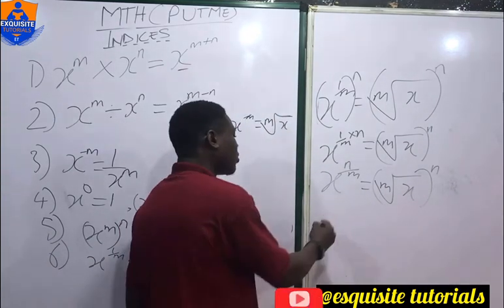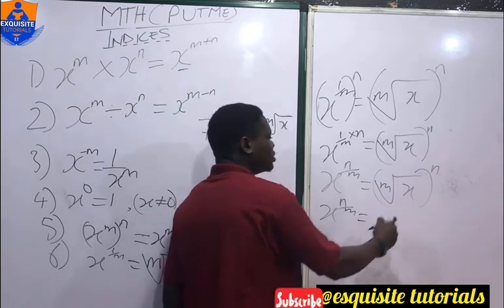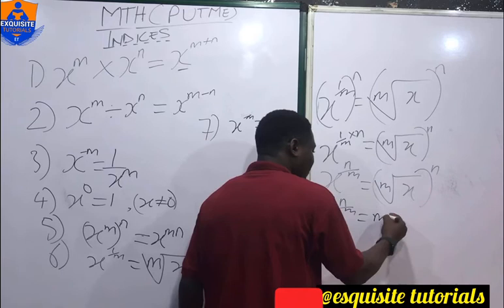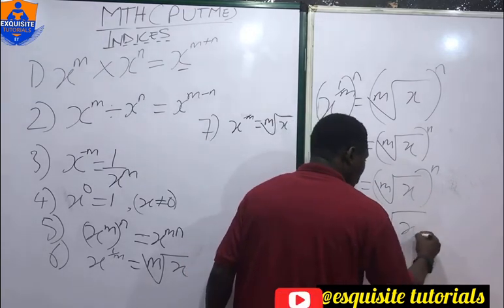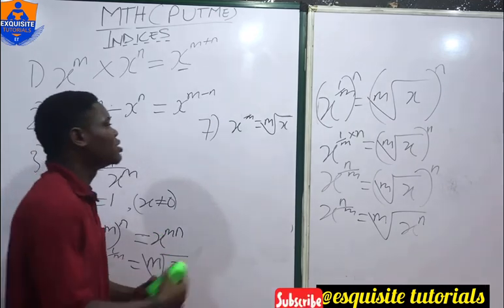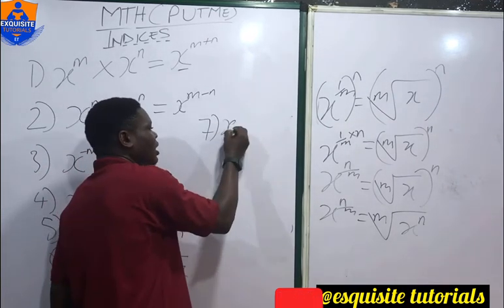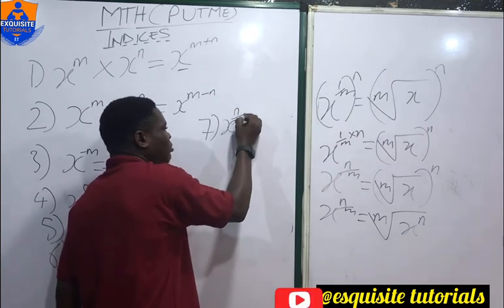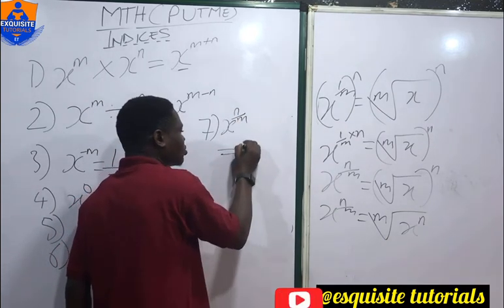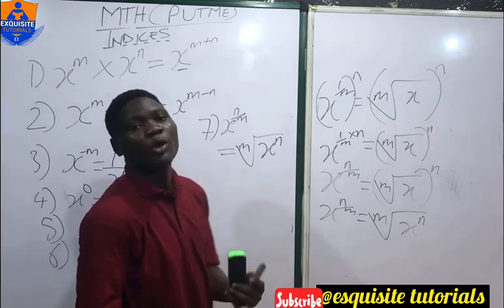So this will now give us the audacity and the effrontery to write this here. So we have mth root of x raised to the power n. So this led to the seventh law of indices, where you have that if you have x raised to the power n over m, it is equivalent to the mth root of x raised to the power n. So that will be all for this video.